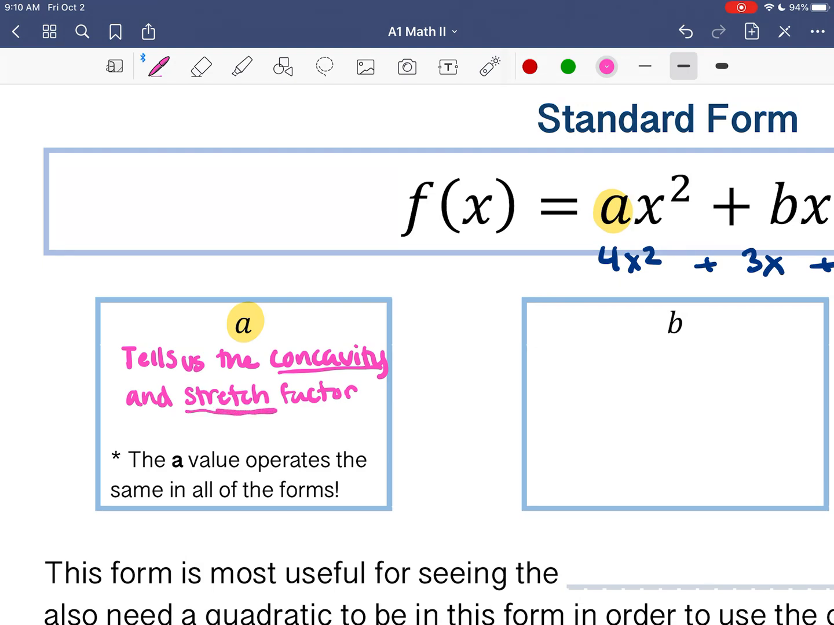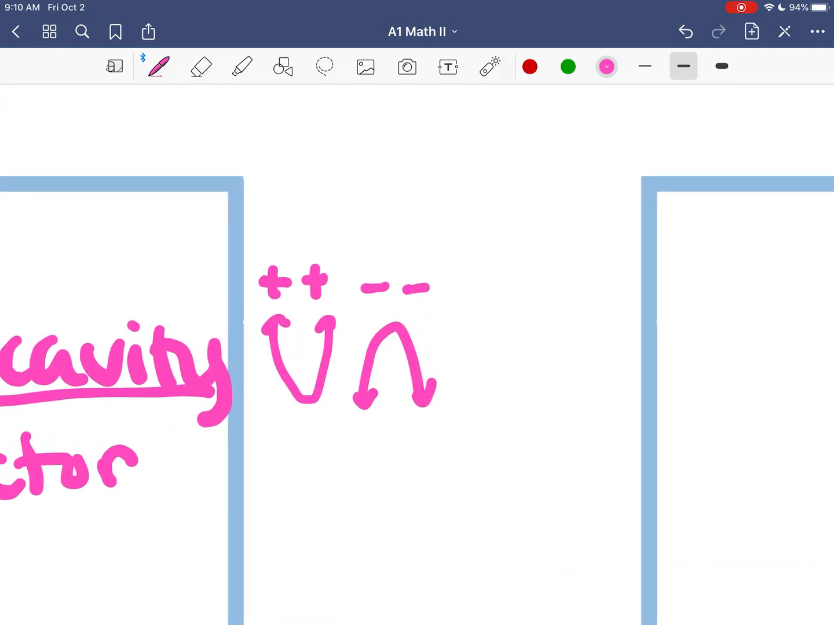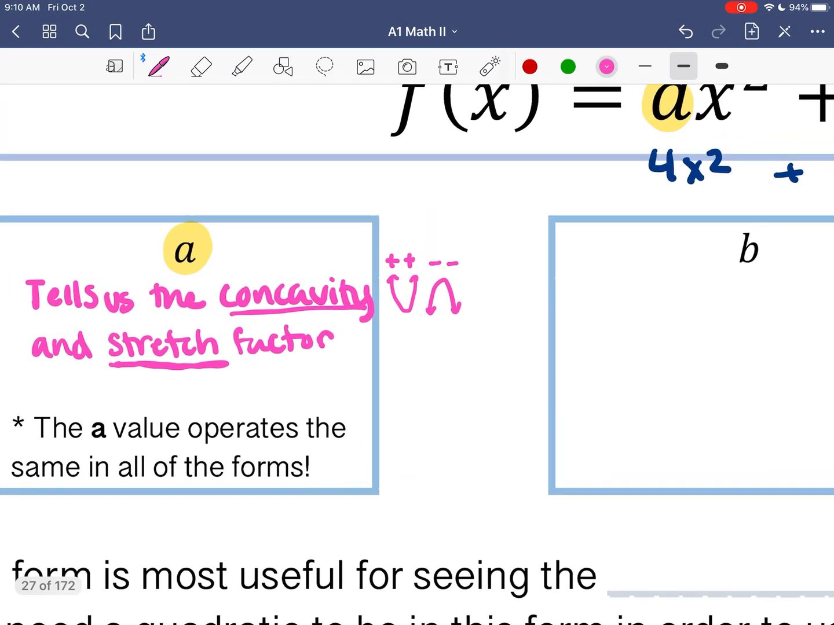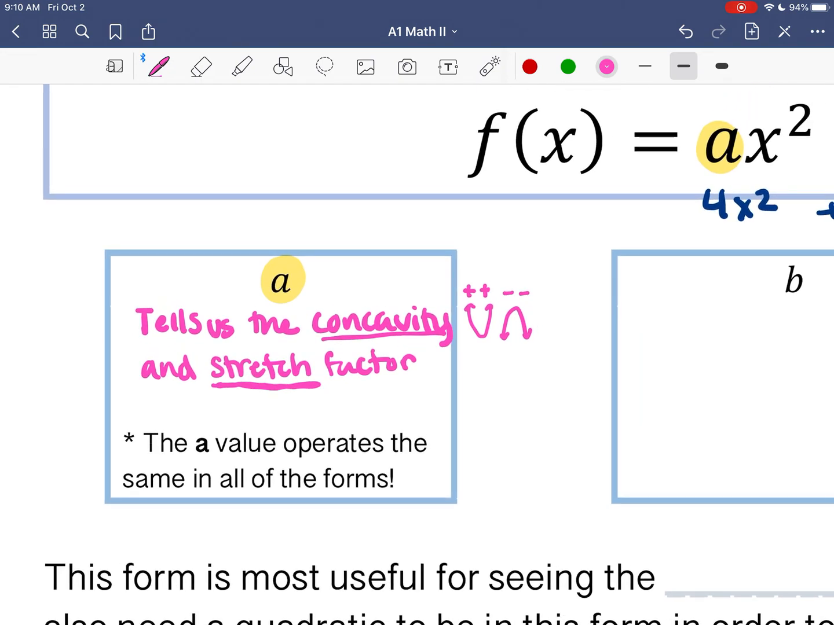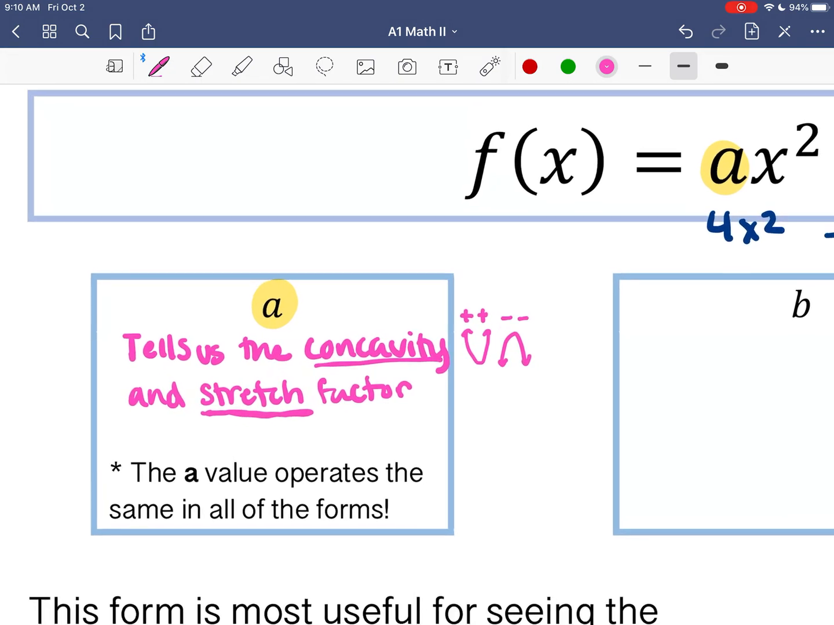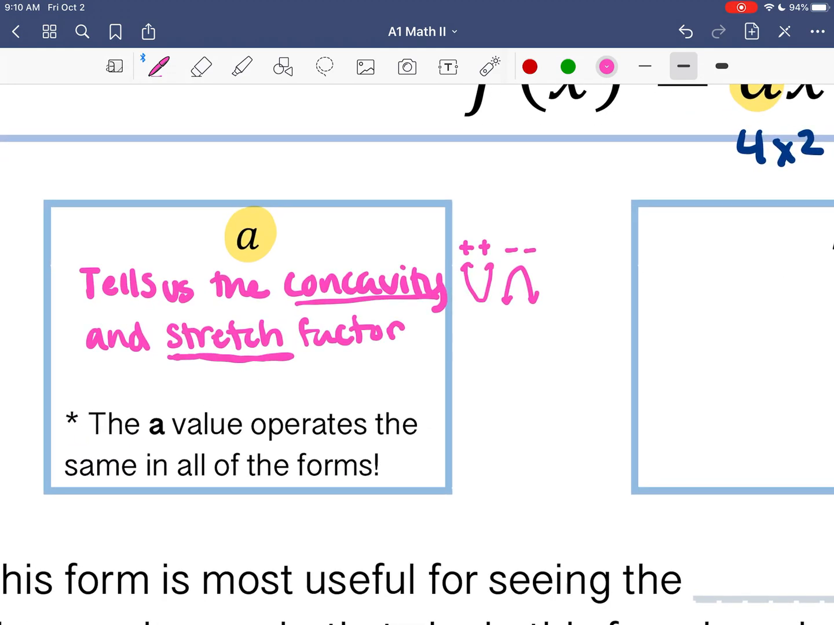So the a value tells us whether or not the parabola will be concave up or concave down. Concave up if it's positive and concave down if it's negative. See my little smiley faces there. The stretch factor is just how stretched a parabola will look. Parabolas can be really sharp and narrow, or super wide and gradual. Both of those are parabolas, they're just different stretch factors.